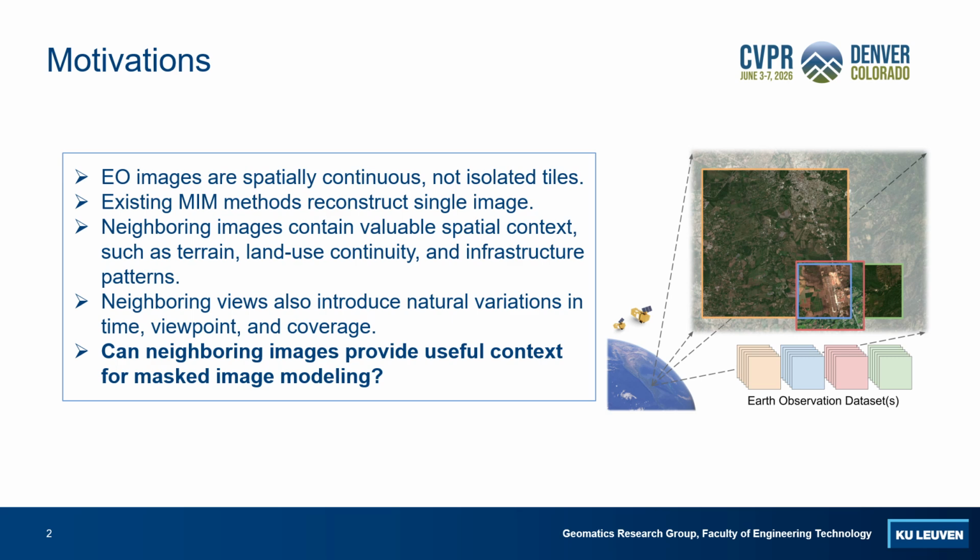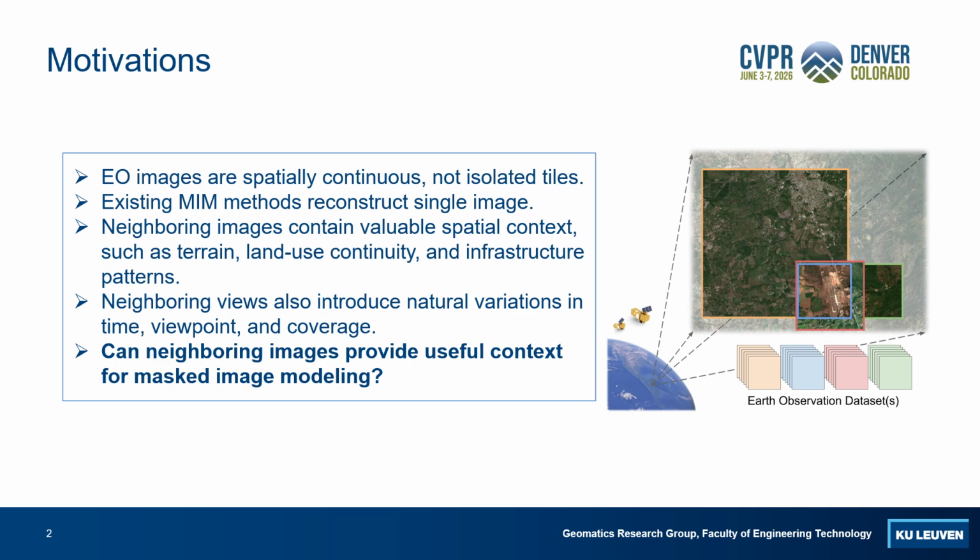Masked image modeling has become a popular self-supervised learning strategy for Earth observation. The model masks parts of an image and learns to reconstruct the missing region. However, most existing MIM methods reconstruct a single image tile independently. This is a simplification of Earth observation data, because satellite and aerial images are naturally spatially connected. Neighboring images often share useful information, such as terrain structure, land use, continuity, roads, buildings, and infrastructure patterns.